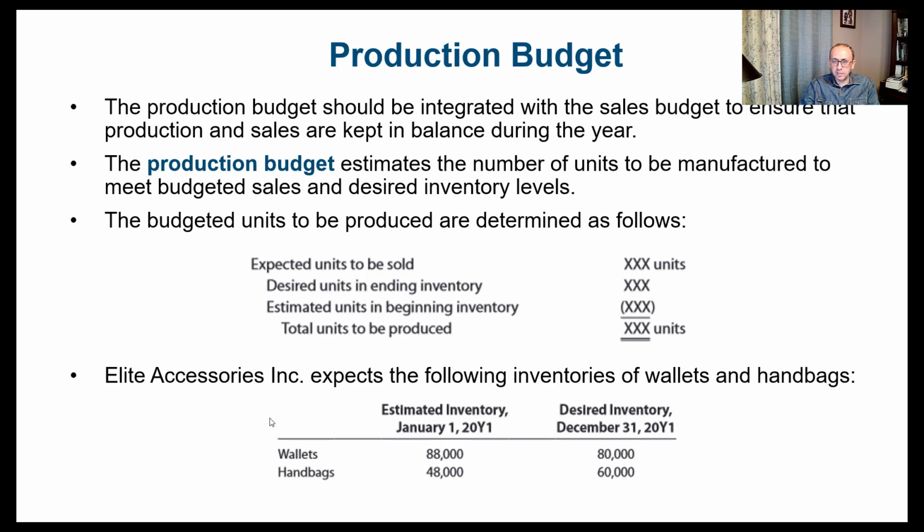So going back to Elite Accessories, the company expects the following inventories of wallets and handbags. At the beginning of the year, they expect these values for wallets and handbags, and then at the end of the year, that's their desired inventory. So they want the inventory to be about 80,000 for wallets and 60,000 for handbags.